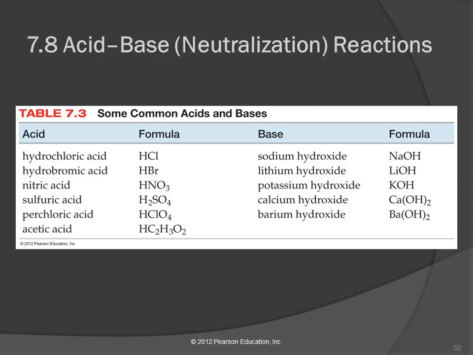So here are some common acids and bases, and hopefully we find these names at least familiar. Here's hydrochloric and hydrobromic acid. Those are two binary acids. We've got nitric, sulfuric, perchloric, and acetic acid. And over here are some of the metal hydroxides: sodium, lithium, potassium, calcium, and barium hydroxide. These are common bases. If you look at their formulas, we see this OH. That's what you're looking for to identify this as the base. And all of these formulas start with H.